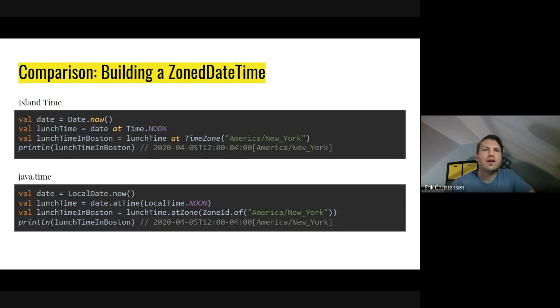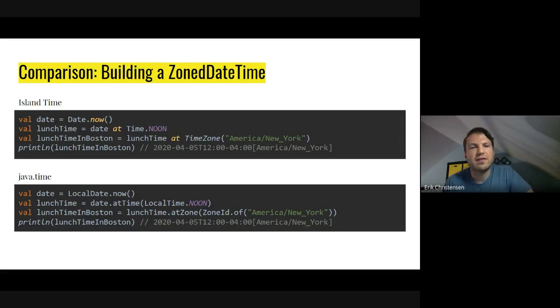All right. So in this example, I'm building a zoned date time. I'm assuming a little bit of familiarity with the Java time library here, so I'll show examples of how you do some things in both. In Java time, we can say LocalDate.now. We can say atTime to create a local date time out of my local date. And then I can say atZone to create a zoned date time. That's a pattern there.